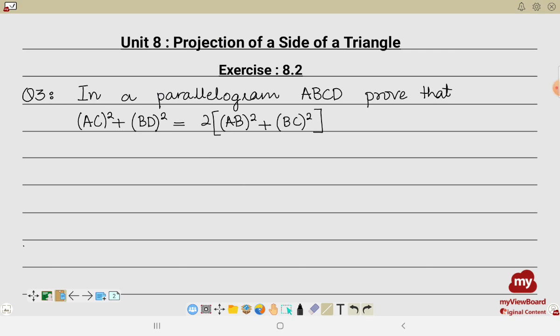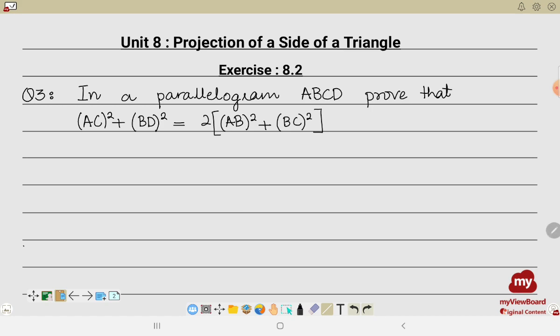Let's start with the video. In this video, I'll be solving question number 3 of exercise 8.2 from chapter number 8, projection of a side of a triangle. In this chapter, we have three theorems. One is the obtuse angle triangle theorem, another is the acute angle triangle theorem, and then Apollonius theorem. Let's see which theorem is applicable for this question.